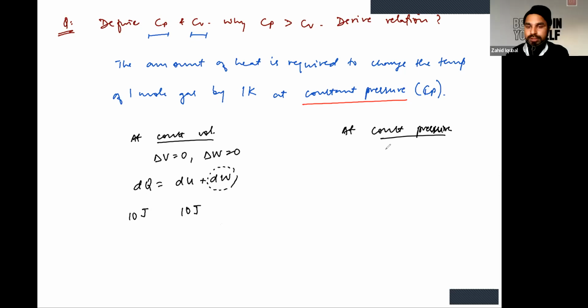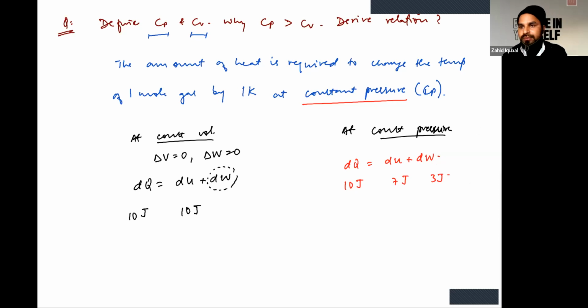But in the second part, at constant pressure, according to first law, dq is equal to du plus dw. If you supply 10 joule of energy to this part, some amount will be utilized in changing internal energy and some heat will be utilized in doing work. So let's say 7 joule will go to change internal energy and 3 joule to do some work.